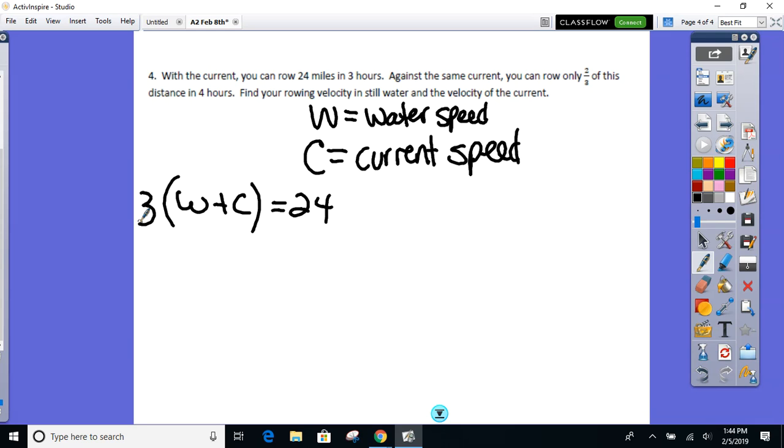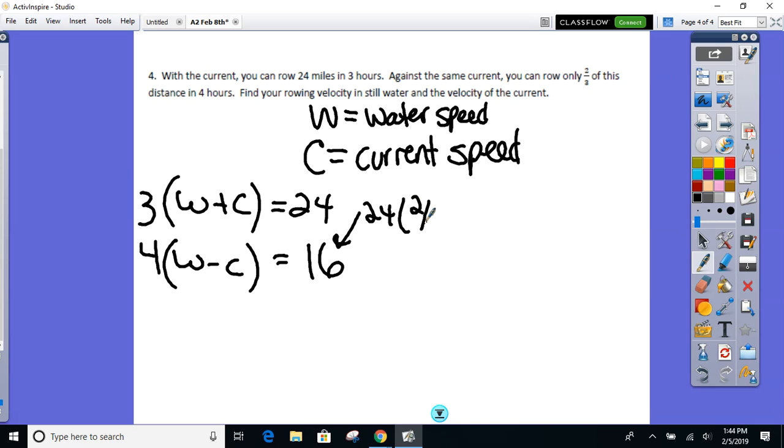Against the current, W minus C. What's the time when I go against the current? 4 hours against it. And where's this 16 coming from that you speak of? 2/3 of the way. Yes, 16, again, that's 2/3 of 24.